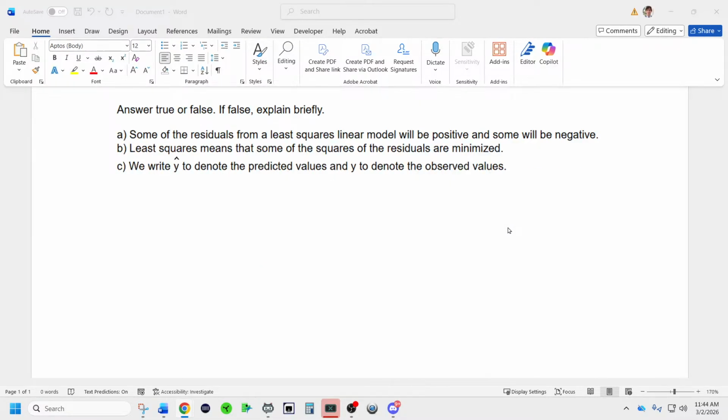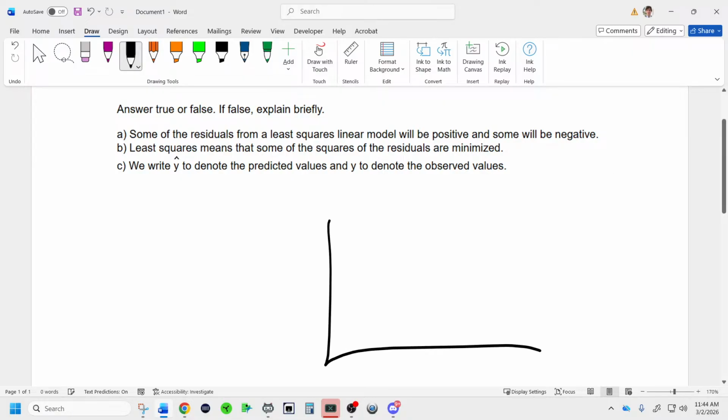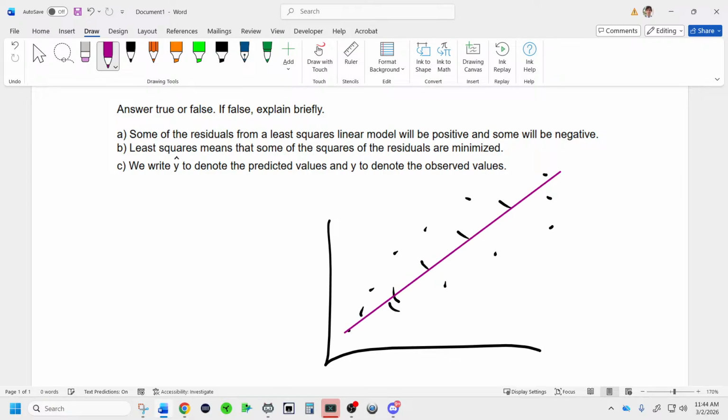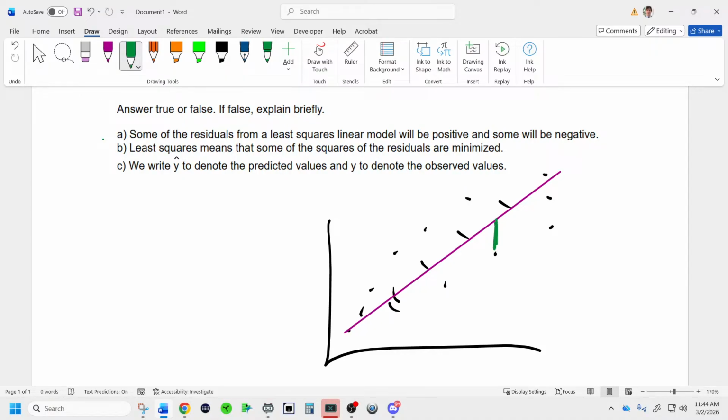Some of the residuals from a least squares. Now, what does least squares mean? We don't really mention that much. It means when you have your dots and you add a line to it. So here's the line. This is the line of best fit. If you were to draw squares to the point, that's a residual, which is the actual minus the predicted from the model. The predicted is going to be y hat. So that's from the model.